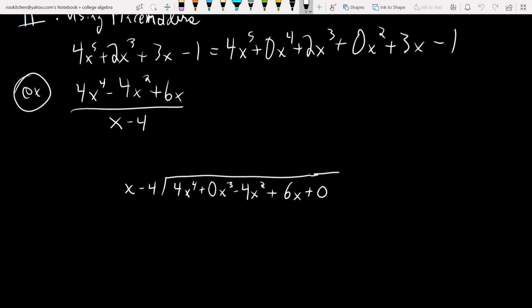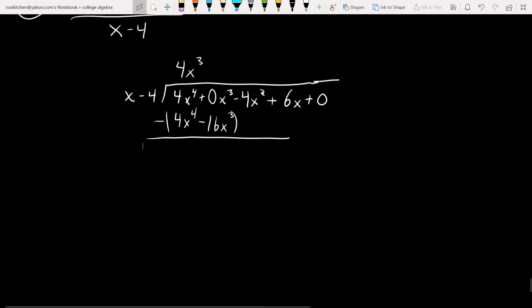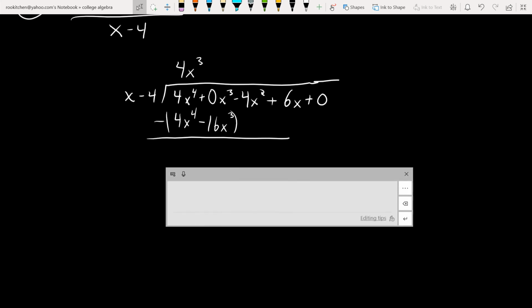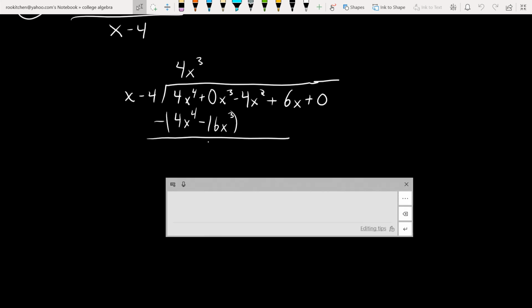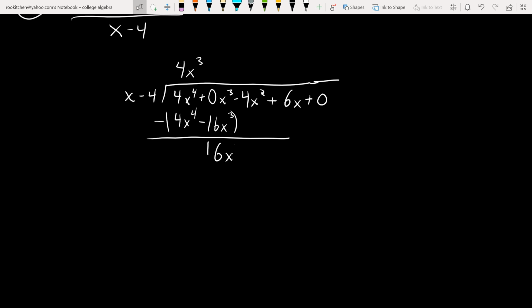So anyways, let's try. What times x is 4x to the 4th? Well, that would be 4x cubed, right? So 4x cubed times x is 4x to the 4th. And then 4x cubed times negative 4 is negative 16x cubed. Then you do your subtraction. 4x to the fourth minus 4x to the fourth is 0. 0x cubed minus negative 16x cubed is positive 16x cubed.